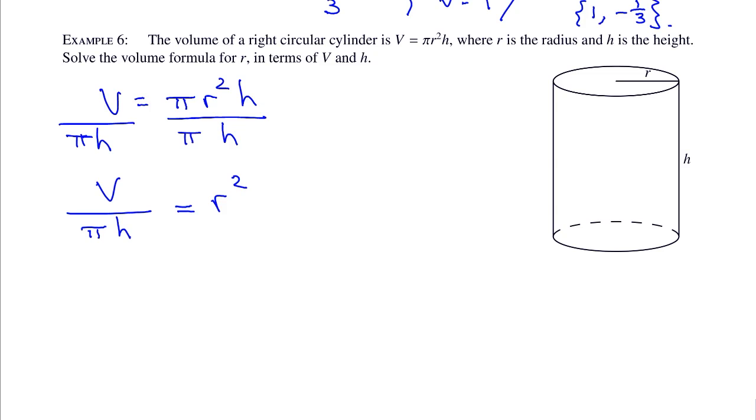We'll use the square root property here. Take the square root of both sides, and we get r is equal to the square root of v over pi h. We don't use the plus or minus this time because we know that r has to be a positive number since it represents the radius of a cylinder.